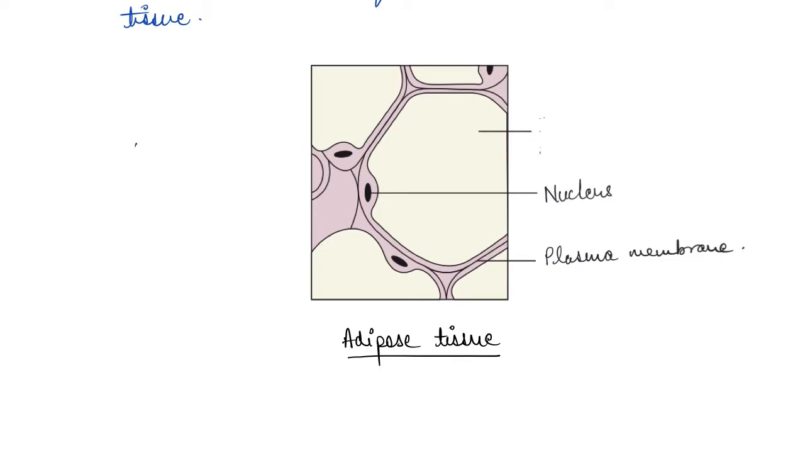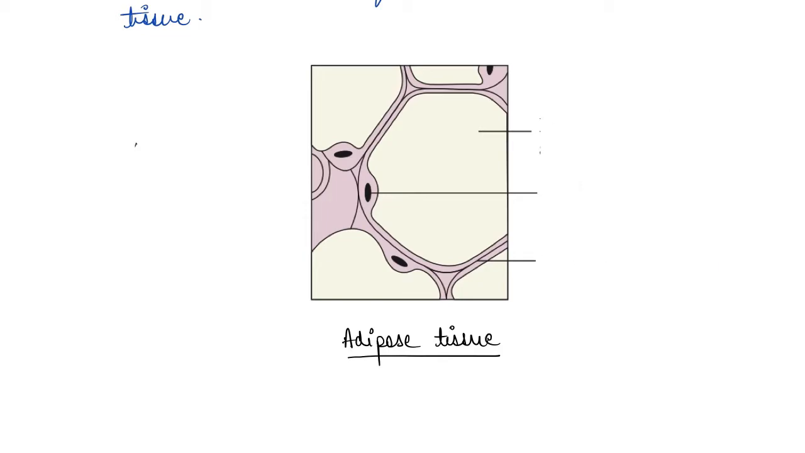And then we have the fat storage area. You can see that the fat storage area inside the cell is quite big, right? This entire area inside the cell is nothing but fat storage area. So this is the structure of the adipose tissue.